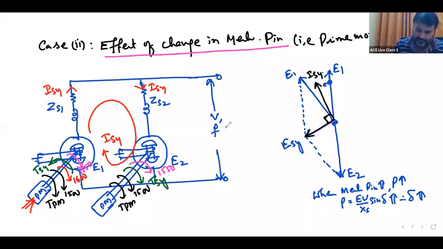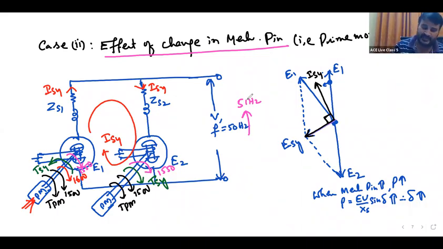And finally, the set speed is increased, so the frequency will also increase. For example, earlier its frequency was 50 hertz, but now the frequency will increase to some 51 hertz, say. So, important conclusion: if the mechanical power input of any one machine is increased, the set speed will increase and the set frequency will increase.